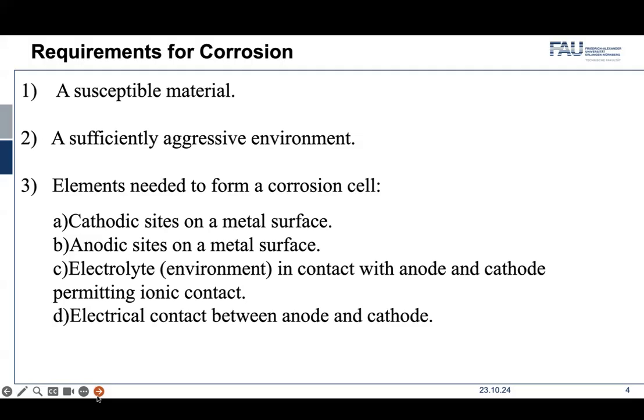There is an ionic circuit and an electric, electronic circuit. They both need to be completely closed for this corrosion process to occur. And of course, there needs to be electrical contact between anodic sites and cathodic sites.